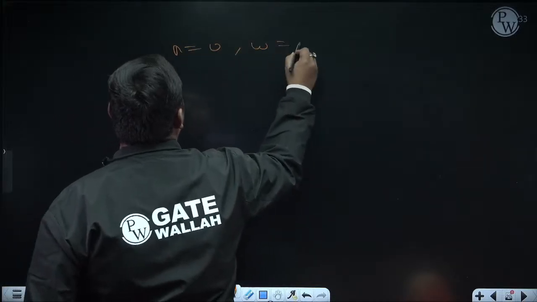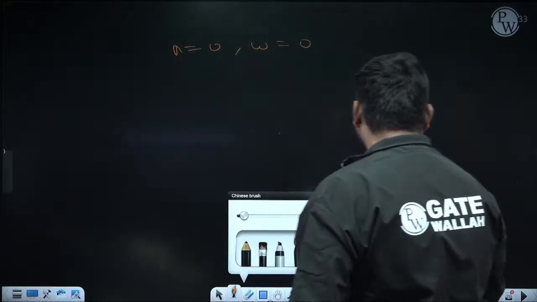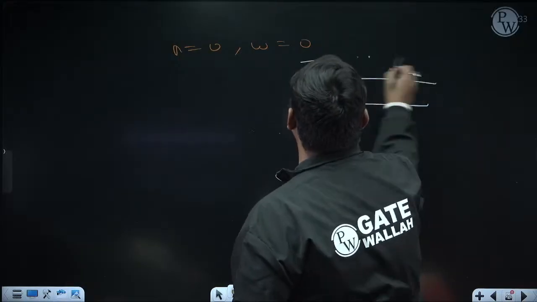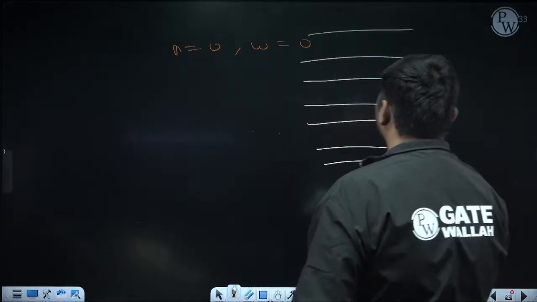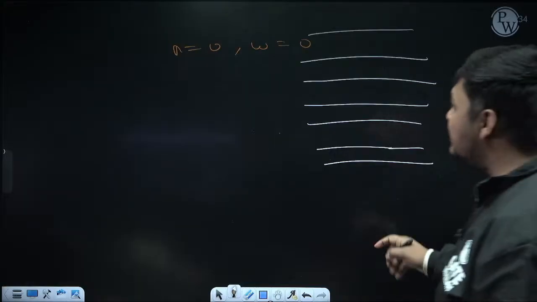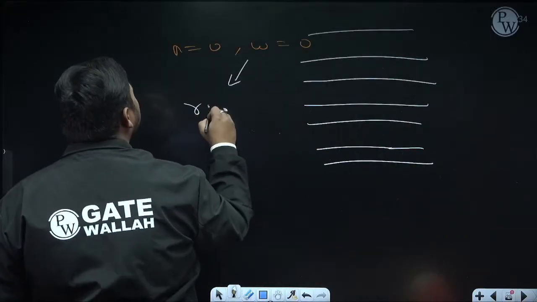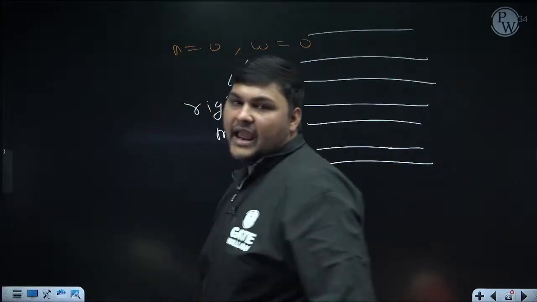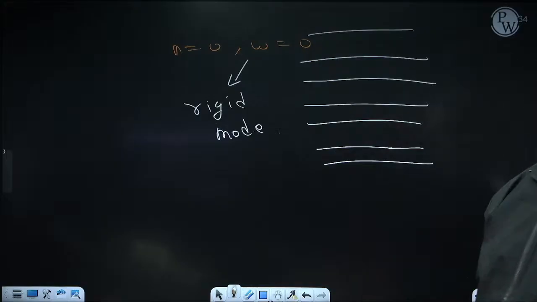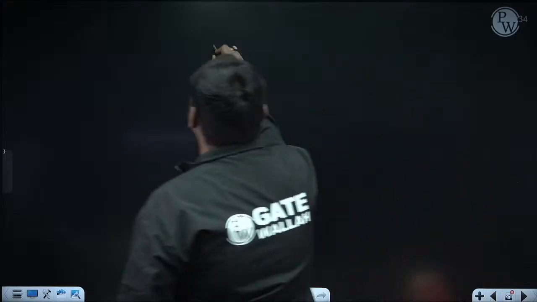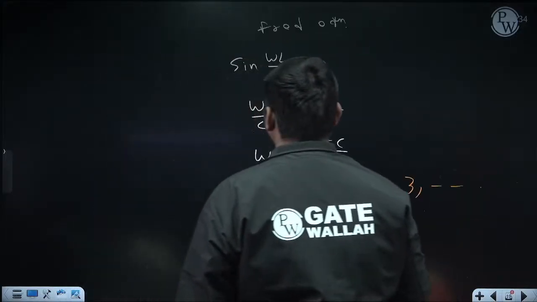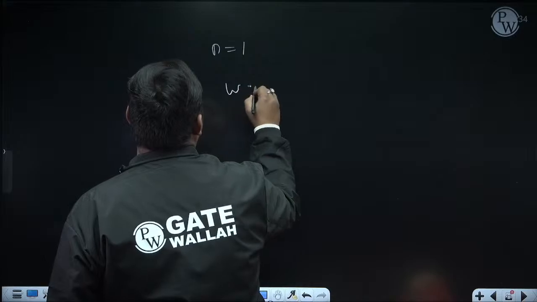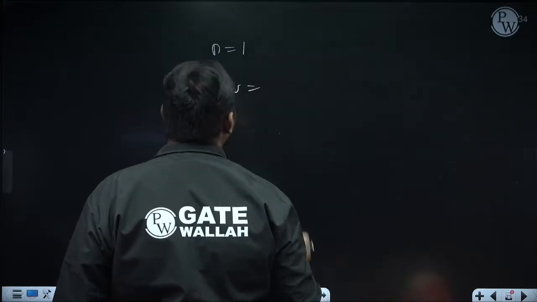How? If we put n equal to 0, omega will be 0. In that case, how will vibration occur? The string will just move up and down. It will not deform, it will just move up and down like this. Since it is not deforming, this is known as a rigid mode. Rigid mode is only possible in this case, and rigid mode frequency will always be 0. By putting n equal to 1, I get frequency omega equal to pi c by L.